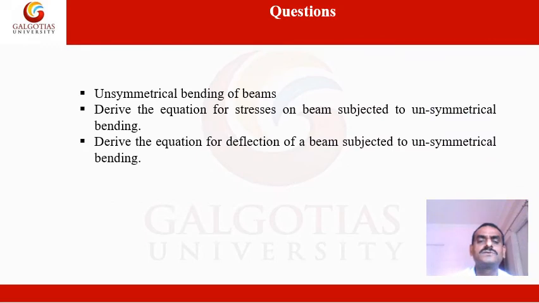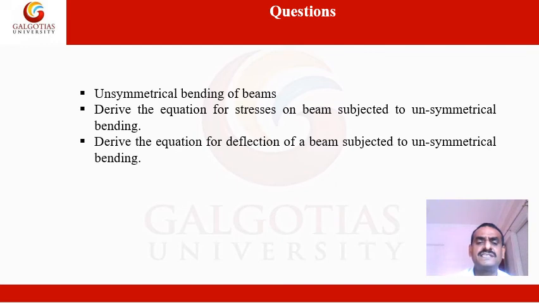The questions for today's session are: what is meant by unsymmetrical bending of a beam? We have seen that unsymmetrical bending of the beam results from two cases. One case is when the load acting on a symmetrical section is inclined to any one of the principal axes. The cross section of the beam will be symmetrical, but the load acting on the beam is inclined to any one of the principal axes. This results in unsymmetrical bending.